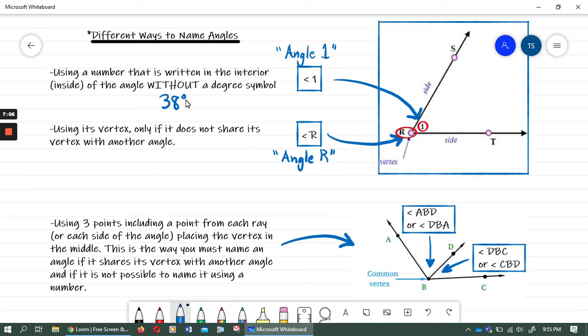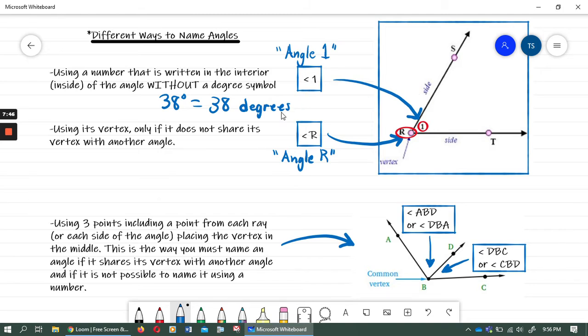All right, so I'm making this real clear for you. In order to use a number that's written on the interior of an angle, that number has to be written without a degree symbol. I repeat, without a degree symbol. Like what you see here in the diagram that we've got, where we see the number 1 written there. It does not have any degree symbol there, right? So we can use that number to name this angle, and we can call that angle angle 1.